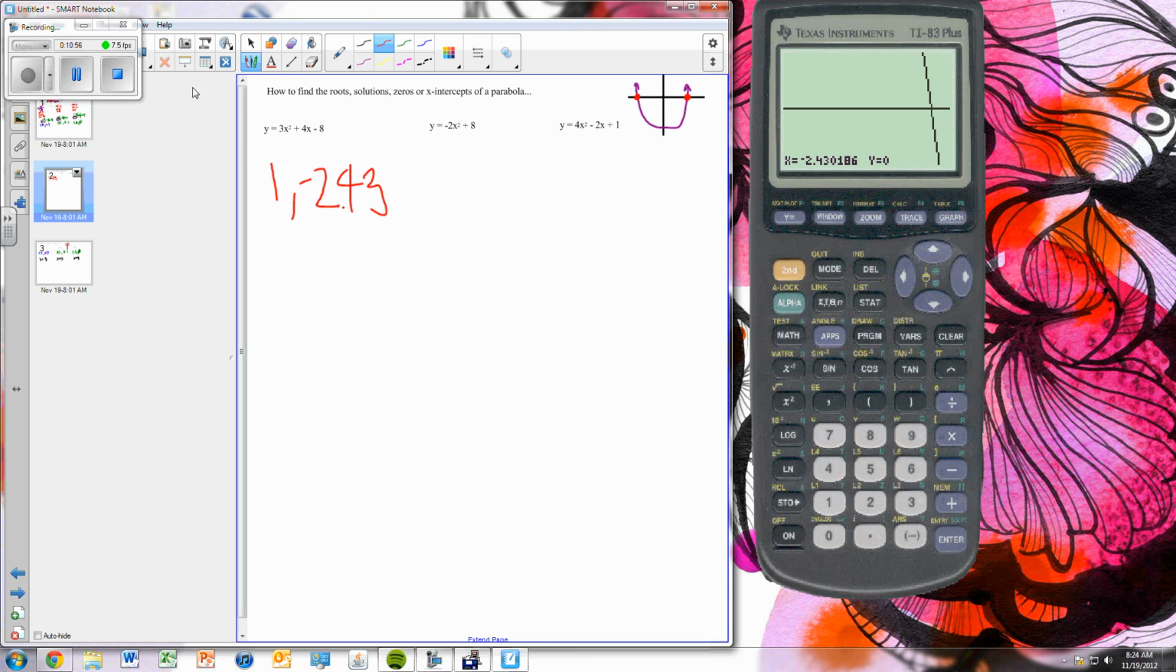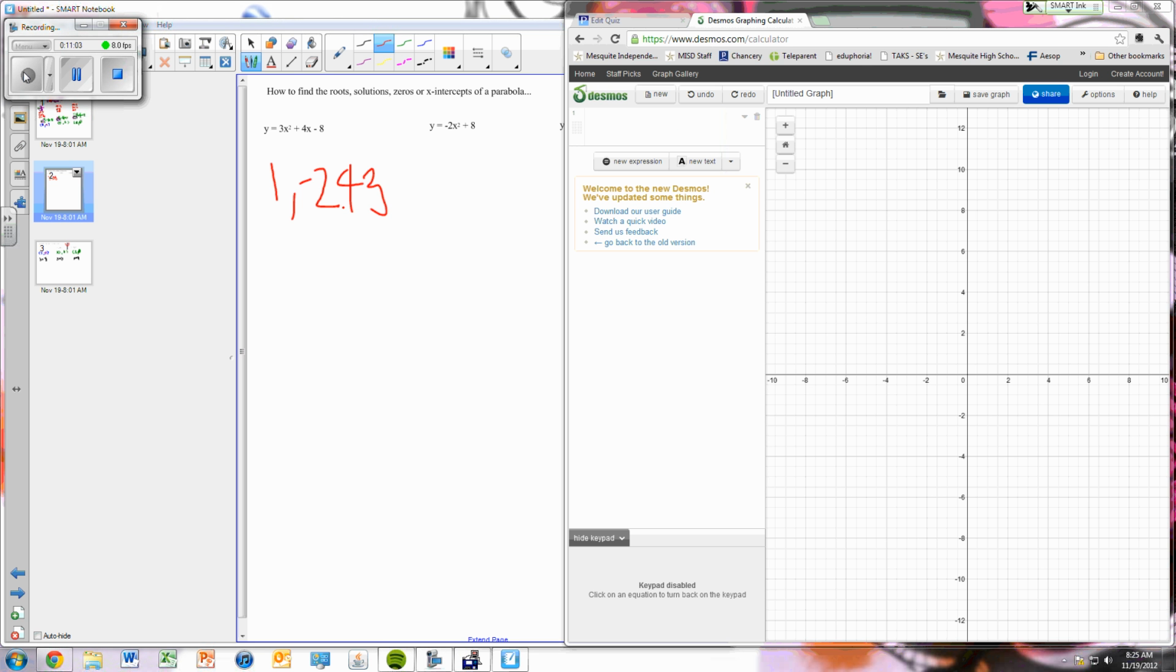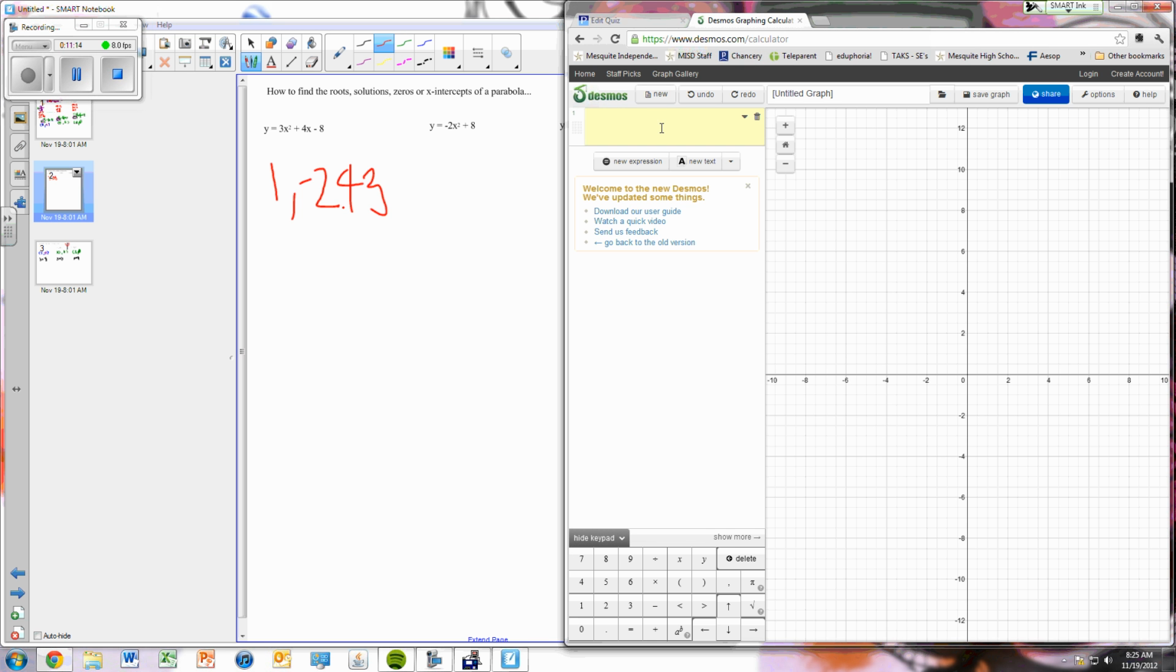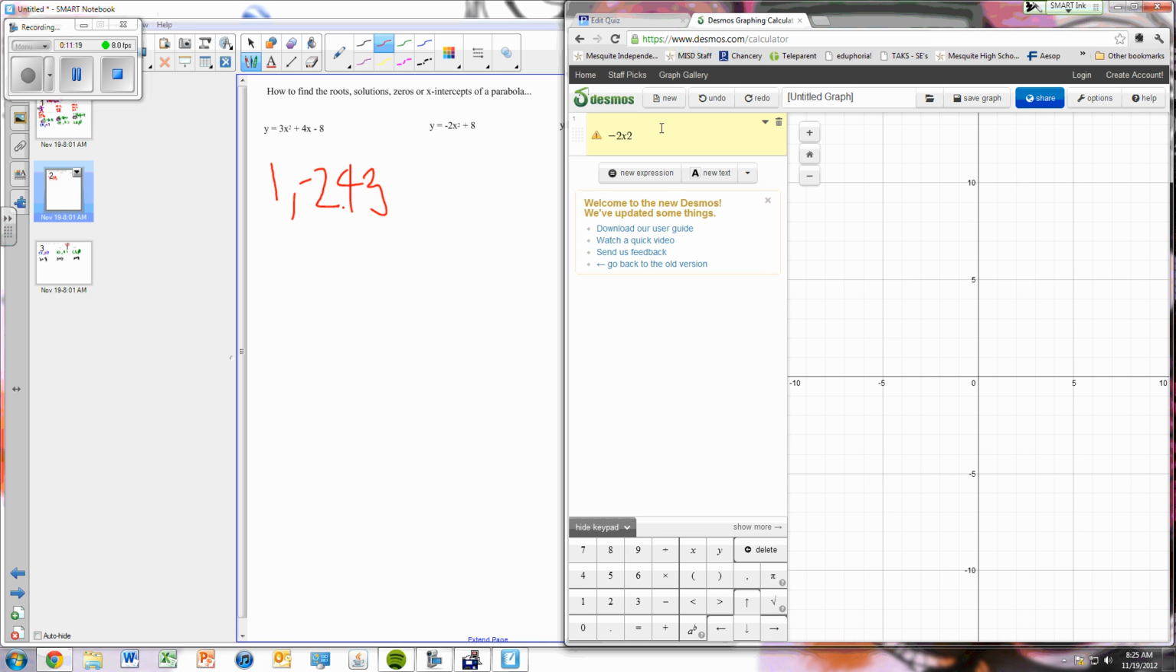I'm going to do the next one with a different graphing calculator. That way, in case you don't have one of the TIs at home, you have something to access. Okay, so our next problem, I'm going to do this graphing calculator. It's at desmos.com/calculator. It's a pretty good online graphing calculator. I really like it. So our equation is 2x squared. Oops, sorry. For exponents, you have to use this button down here where it says a-b squared, plus 8.